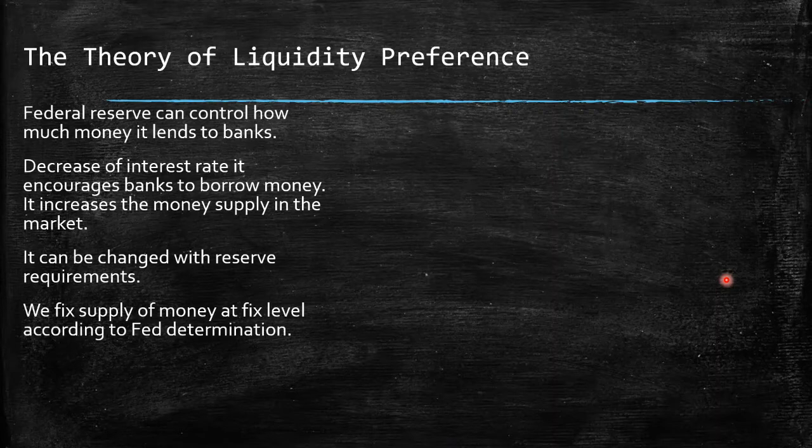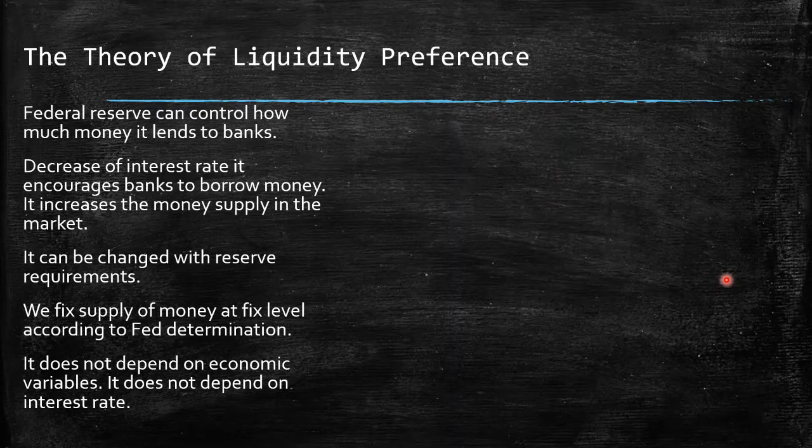We fix the supply of money at a fixed level according to the Fed's determination. So without any intervention, with an independent decision, they say what should be the quantity of money that should be circulated in the economy. It does not depend, as I said, on any economic variable. So it means it does not depend at this point on the interest rate.